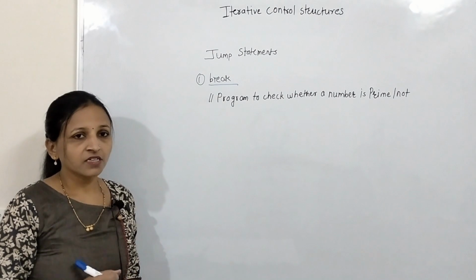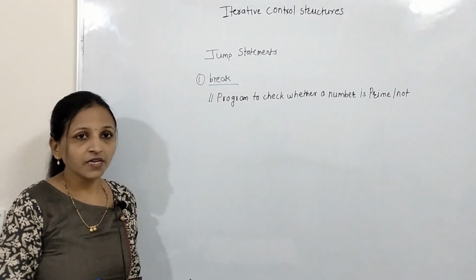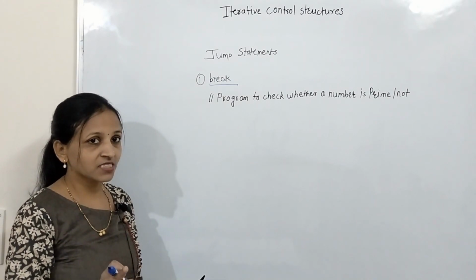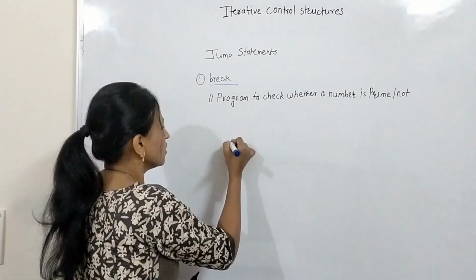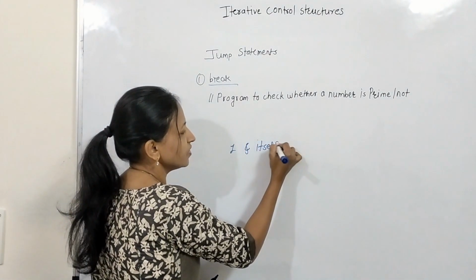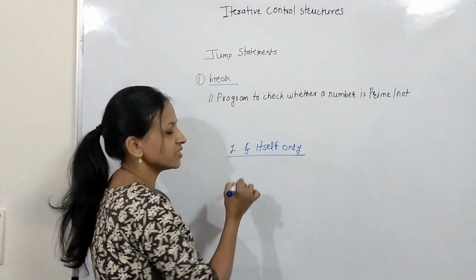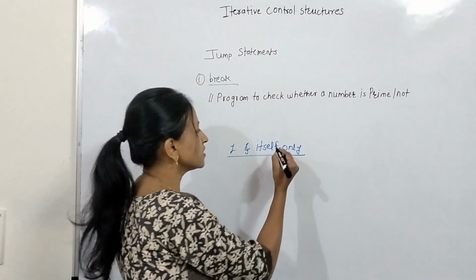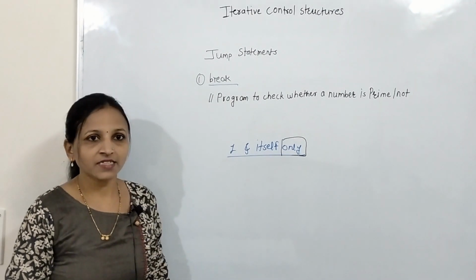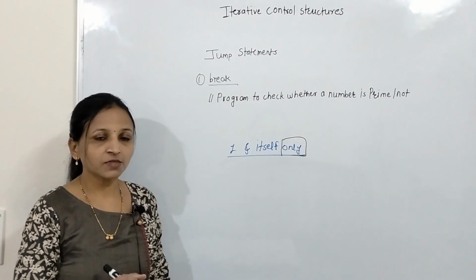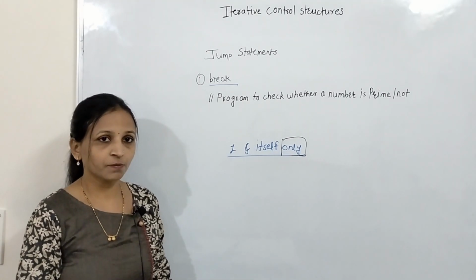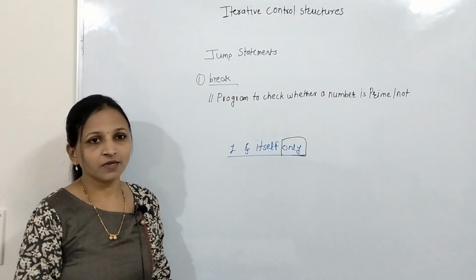Prime number means what? The definition is like this: a number is said to be a prime number if it is divisible by 1 and itself only. If the number is divisible by 1 and itself only, then you can say that the number is a prime number. This word "only" is very important here, because all numbers are divisible by 1 and itself, and prime numbers are divisible by 1 and itself only. It means there is no intermediate number by which we can divide that number.